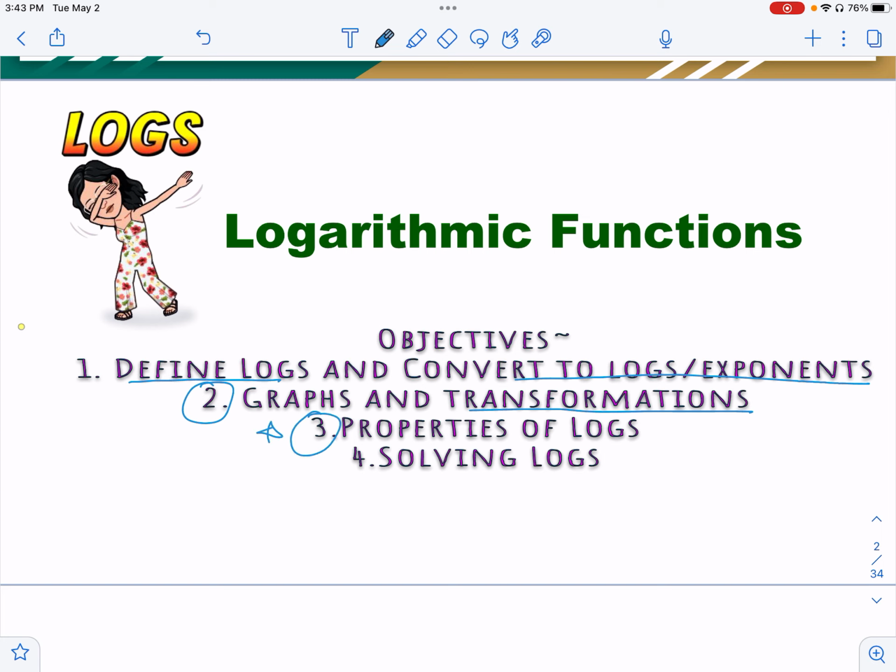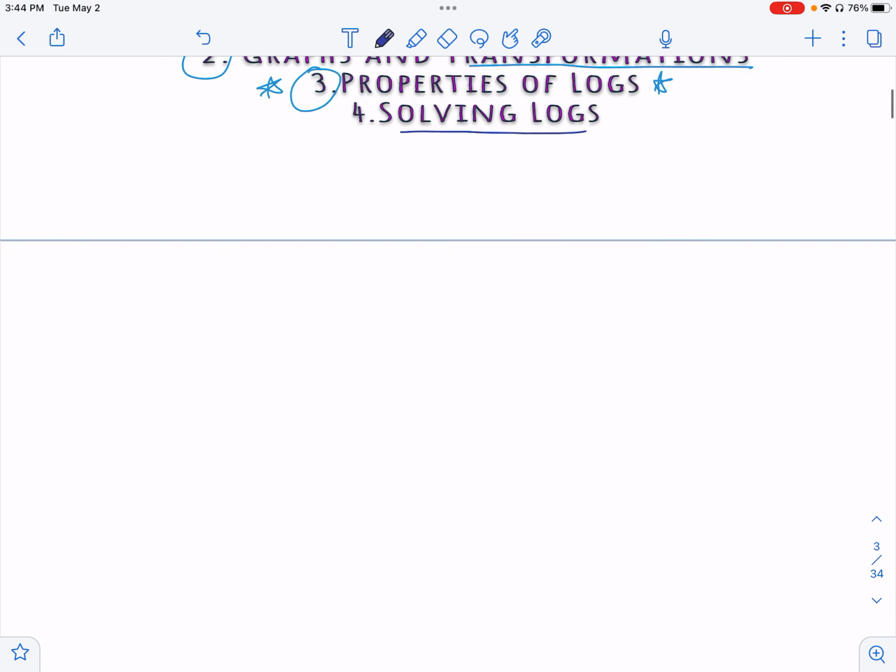Number three, super important: properties of logs, and then being able to use those properties to solve logs. Now, these properties are super important. These will not be provided on the tests and assessments, so please make a note of them, and then we will also use them to solve logs. Here I begin. First concept here.